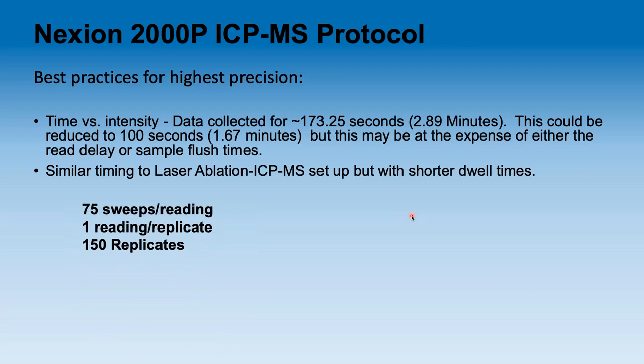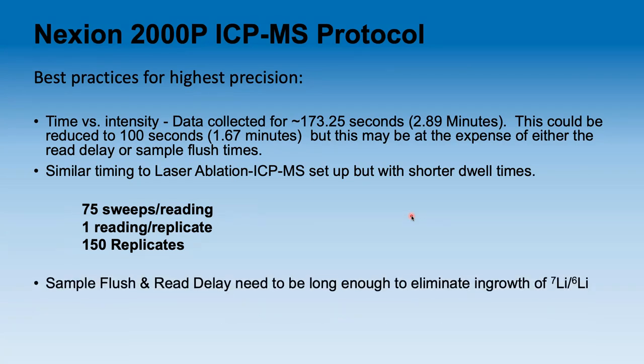So we're looking at 75 sweeps per reading, 150 replicates. We might be able to shorten that really quick, going back and forth, tricking it into being a multi-collector type, and then read each and every sample. We want to adjust our sample flush and read delays to be long enough to eliminate that ingrowth, should we have it. And we did see it in some places and not in others.